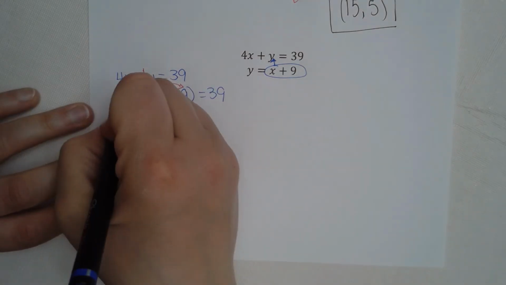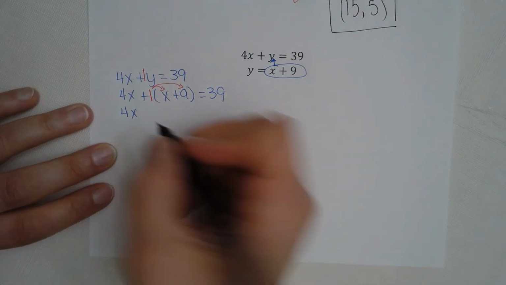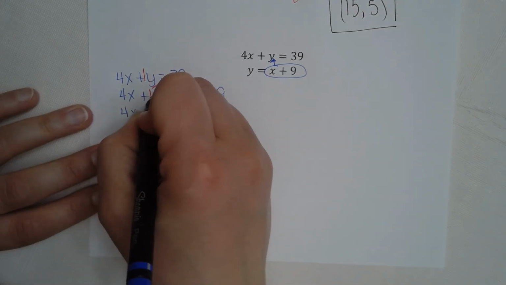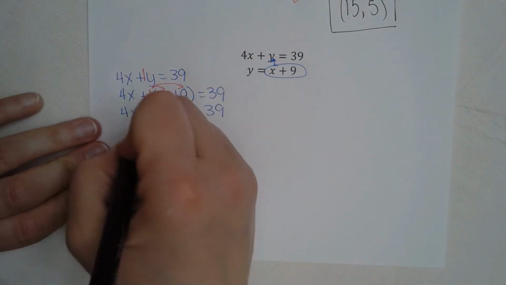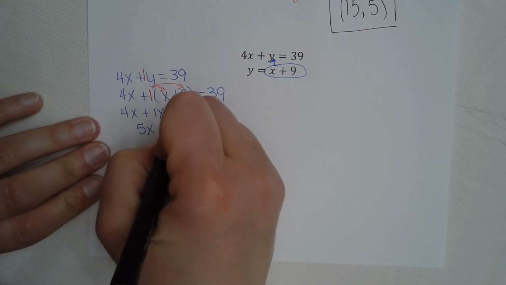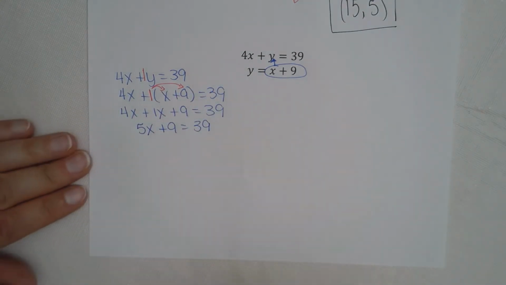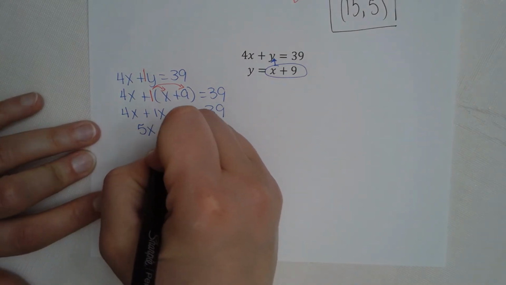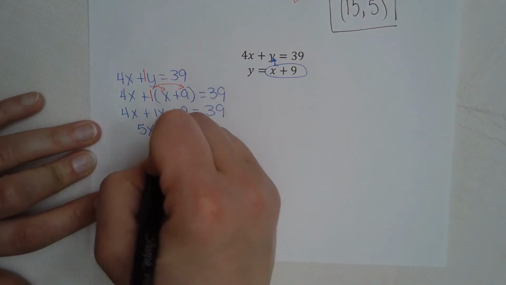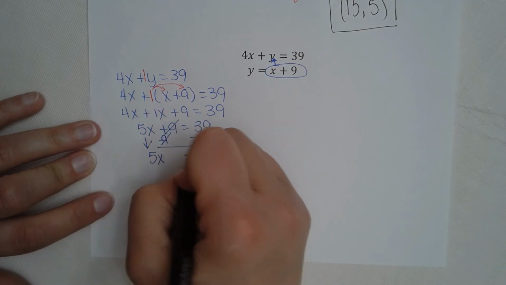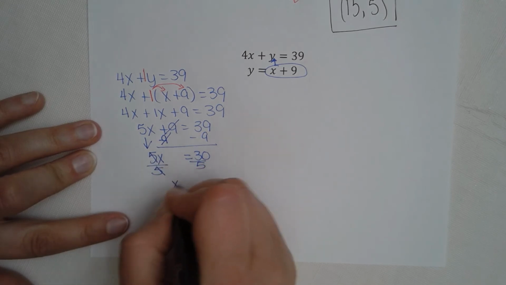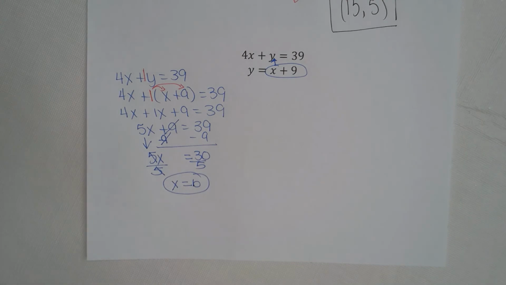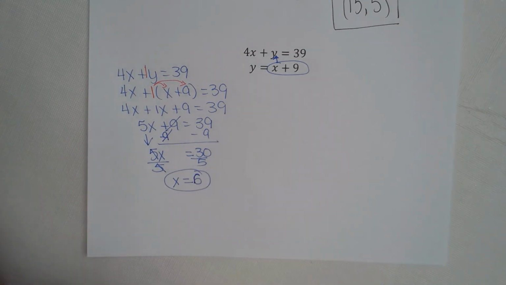So when we rewrite this, 4x, and I'm going to practice distributing, 1 times x is 1x, and 1 times 9 is 9. And then I'm going to combine. So 4x plus 1x, 5x plus 9 is 39. And we're going to go ahead and solve. We're going to subtract 9 from both sides, drop down the 5x, and we're going to get 30. Then divide by 5. X is going to get you 6. Whoops, let's make that a little more like a 6. Okay, so that's going to be your first step.